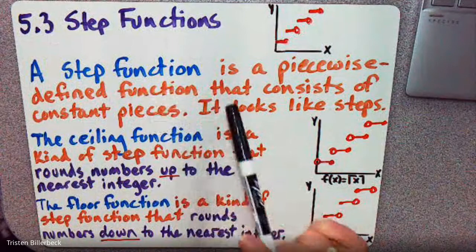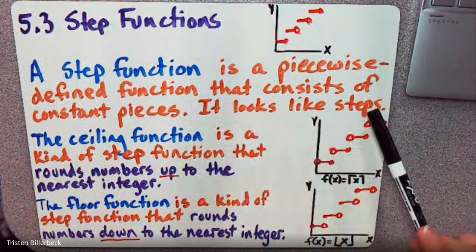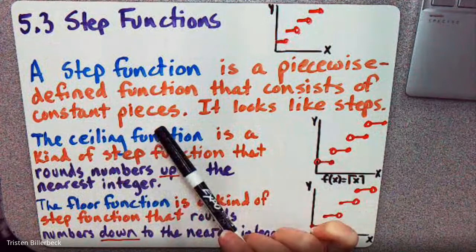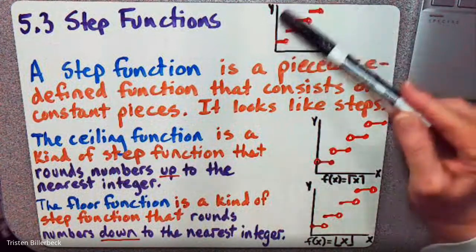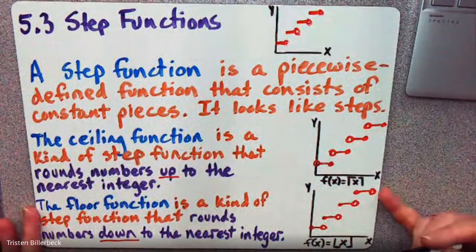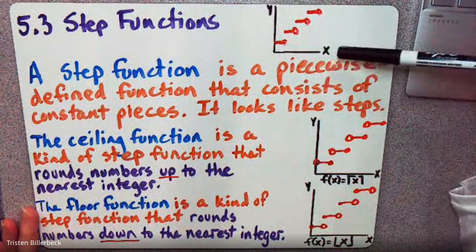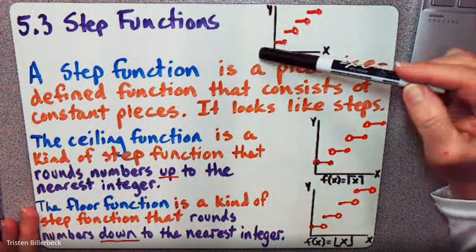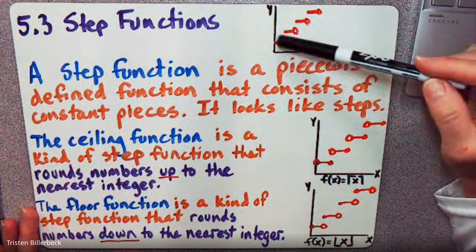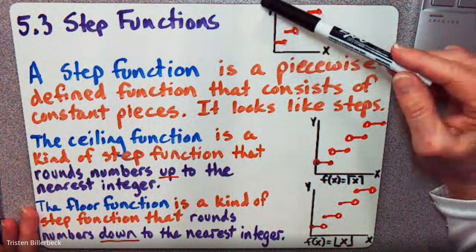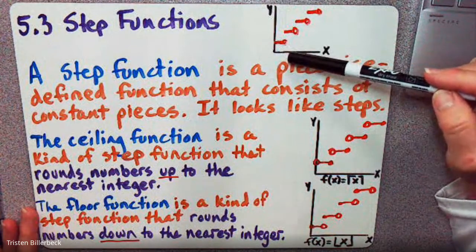So, a step function is a piecewise defined function that consists of constant pieces and it looks like steps. So, here's a step function right here. We have the range is y and the domain is x. So we see that x is part of this little step here for quite some time. So y is a constant value for all of these x's.